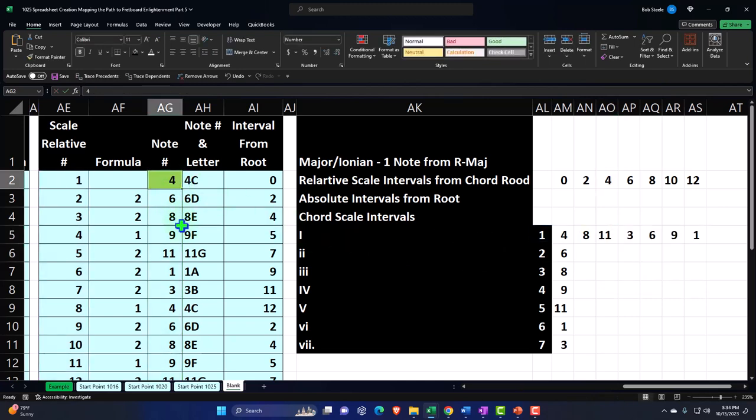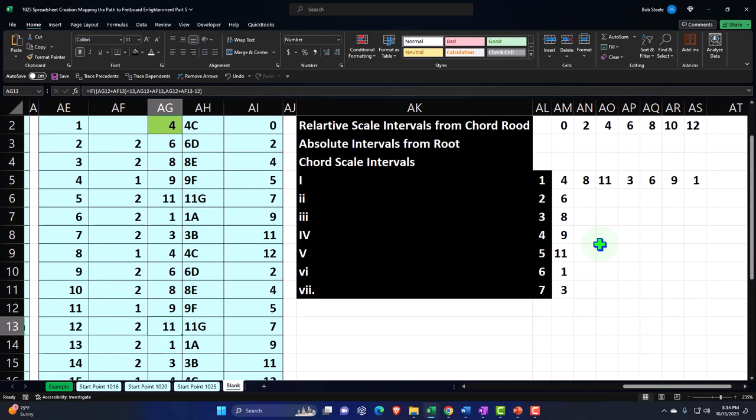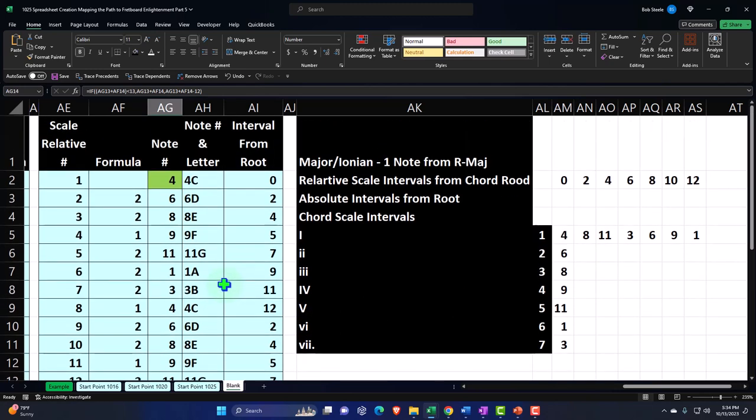What would we expect to happen? Every other note, that's what we want. Starting from 4, it'd be 4 to 8, that's 8 right here, and then from 8, 2 notes up to 11, and then 2 notes up to 3, and then 2 notes up to 6, and then 2 notes up to 9, and then 2 notes back to a 1 here. So that looks like it's doing what we would expect then.